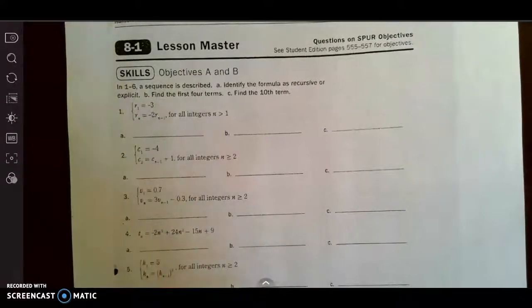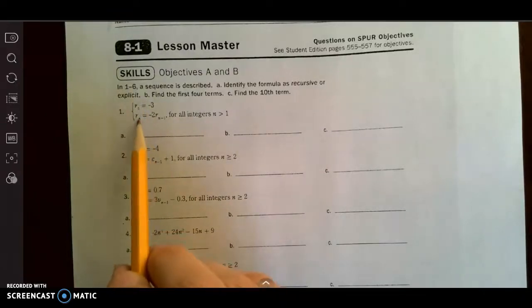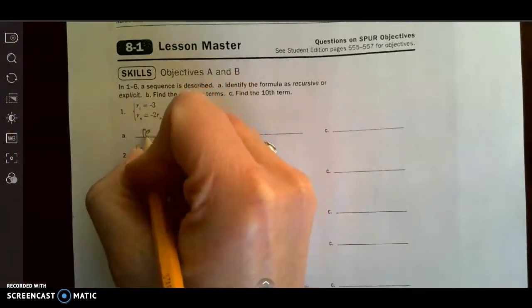It's pretty easy to identify the difference between explicit and recursive, because recursive formulas always have two parts. And explicit formulas are just that, very explicit. It tells you exactly how to get to any term, and it's just one piece to the formula. There's not two separate pieces. So as you can tell in number 1, I have a first term, and then I have a second part. So this is going to be recursive.